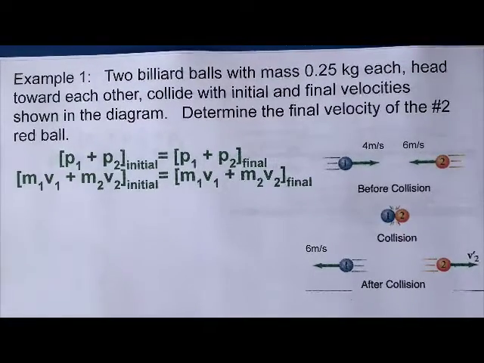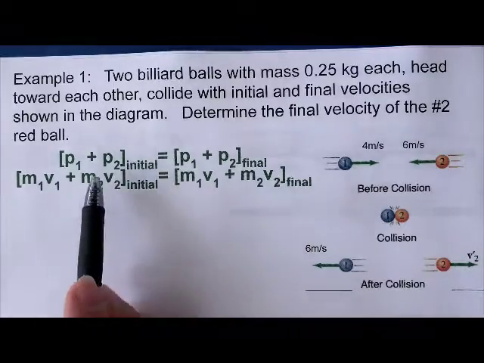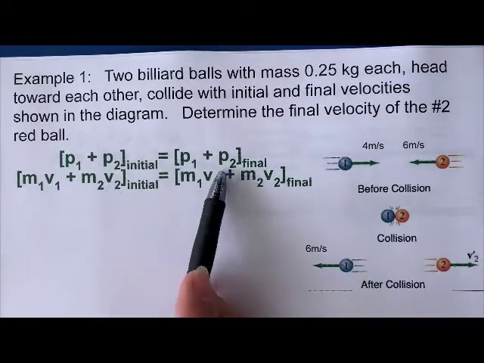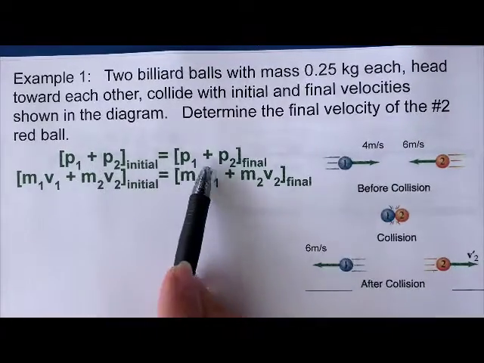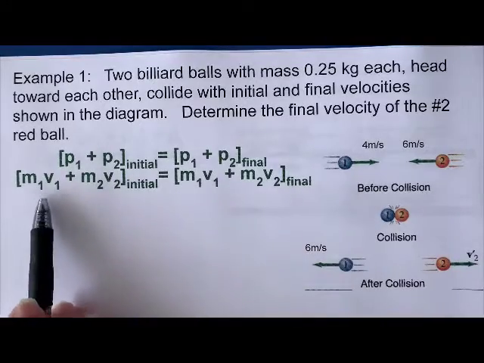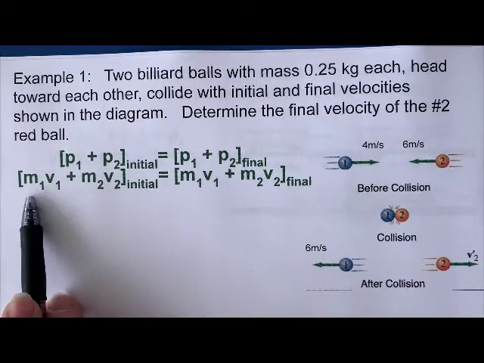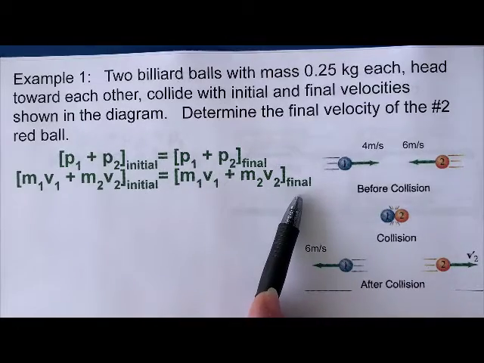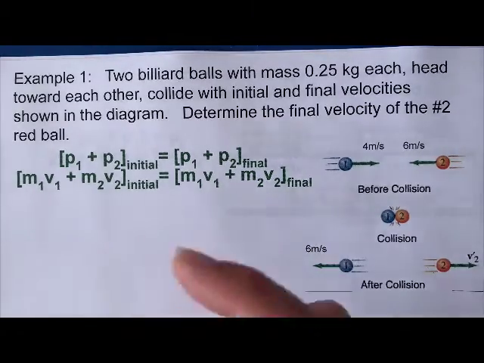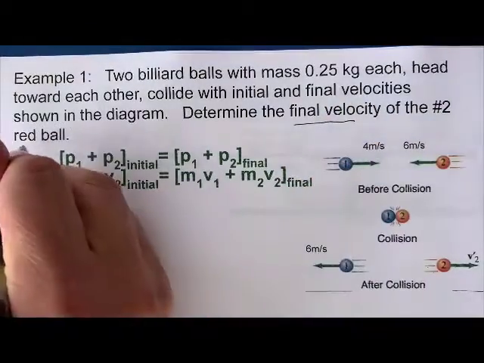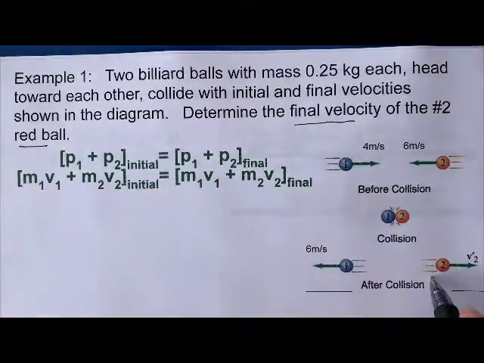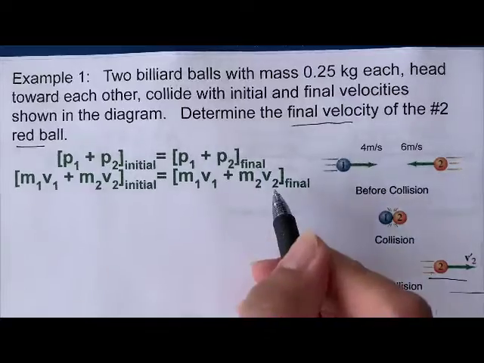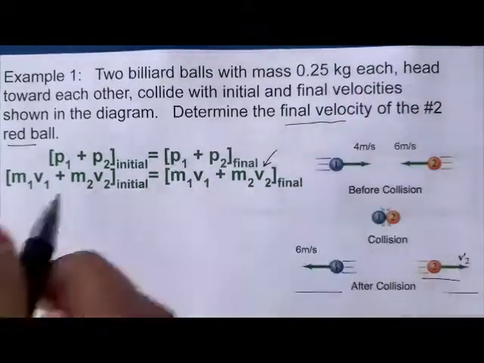To solve this problem, we can either use this formula where we have all the momentums, initial and final, added together and compared, or we could have it broken down as m1 v1, m2 v2, initial and final. Because we are looking for the final velocity of the red ball, which is this one over here, we want to use this one, because then that'll be v2 for us.